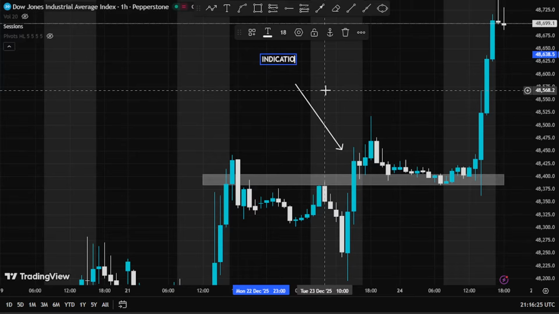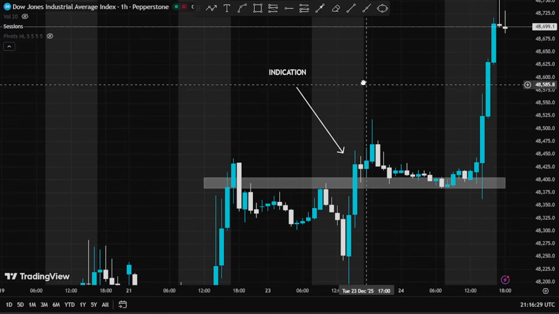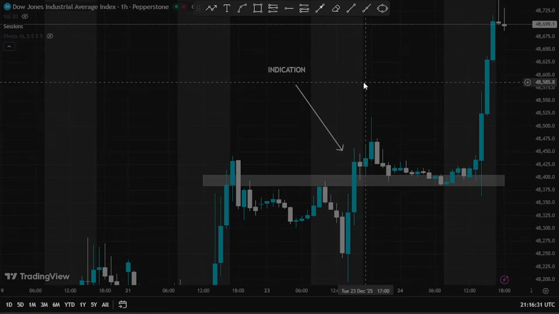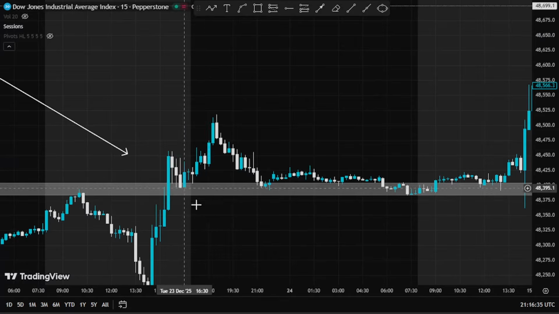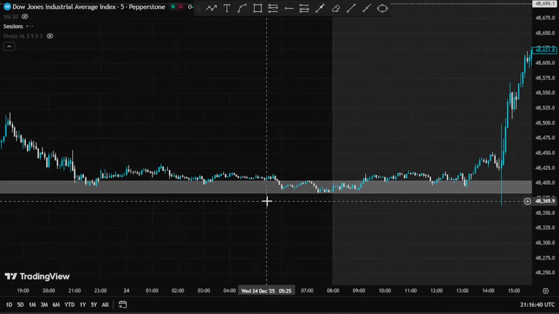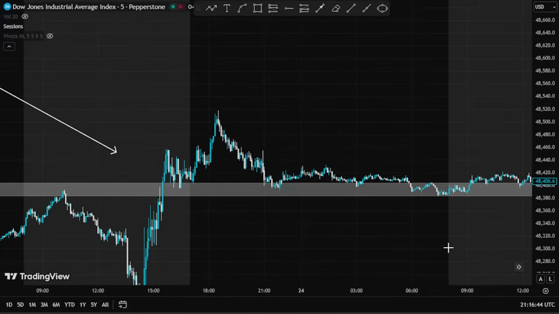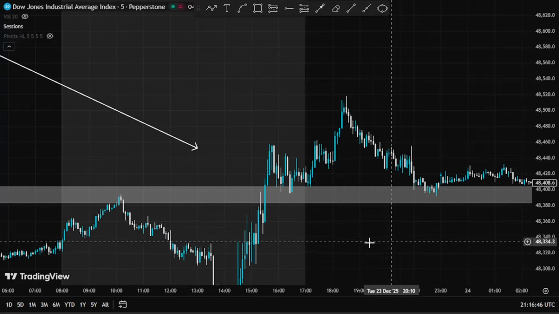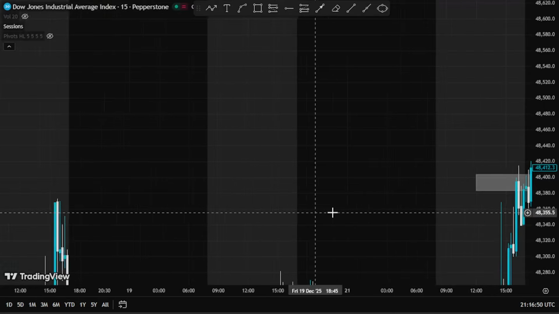Indication. So this is the indication that we have. Now let's go to the 15 minutes time frame. In the 15 minutes time frame, you can see that price gave us an indication right here. For more information, let's go to the 5 minutes time frame. The 5 minutes time frame has too much information here. So let's do the markup on the 15.